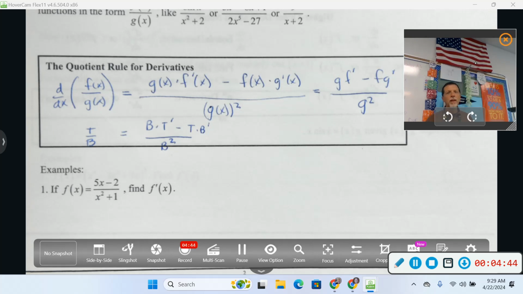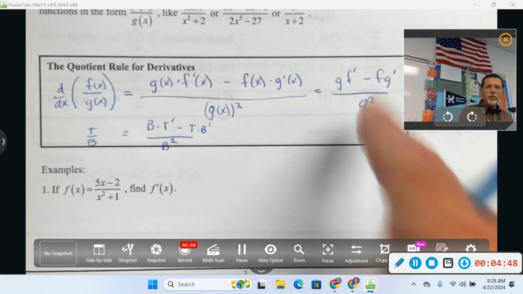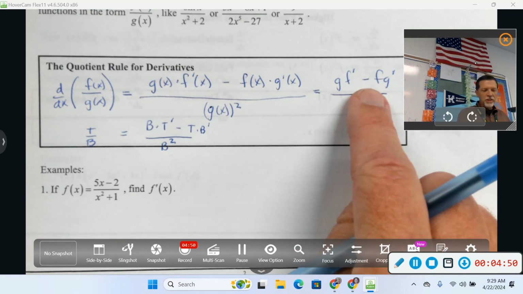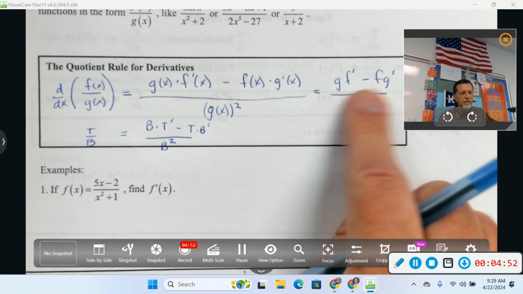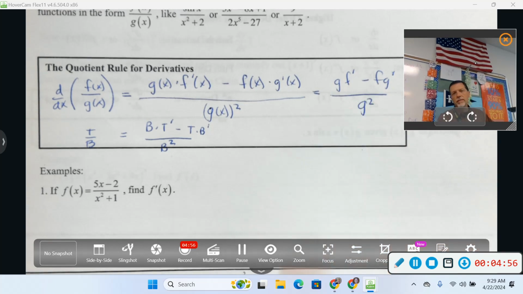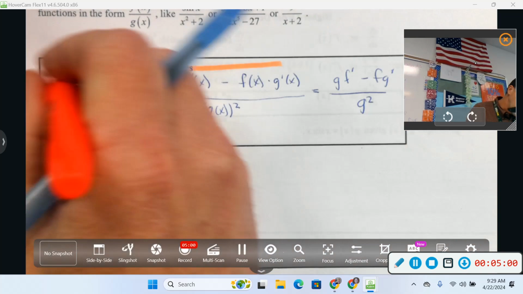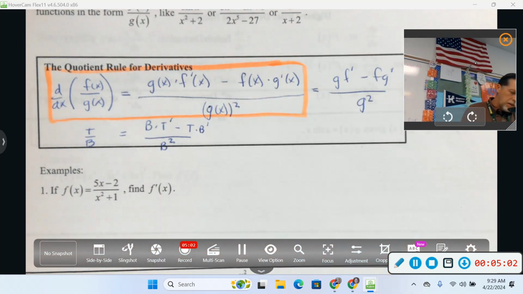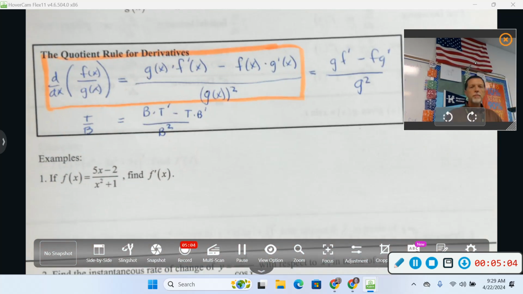Again, this was one that people get messed up because they get the order wrong. Like the structure is fine and is similar enough to the product rule that they know it's derivative of one times the other, but you've got to get the order correct. So super big deal. Now let's use it.